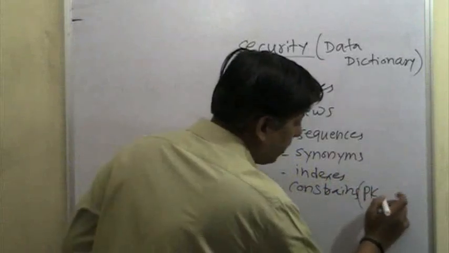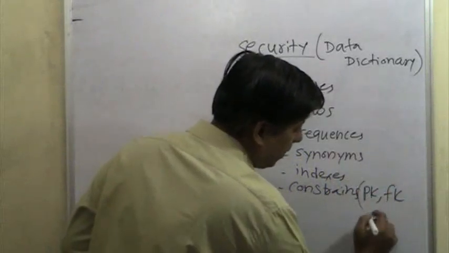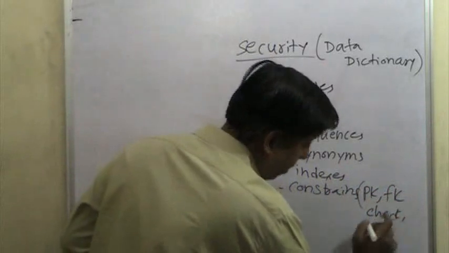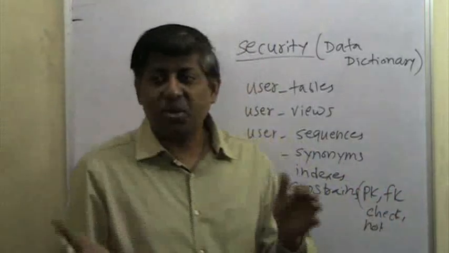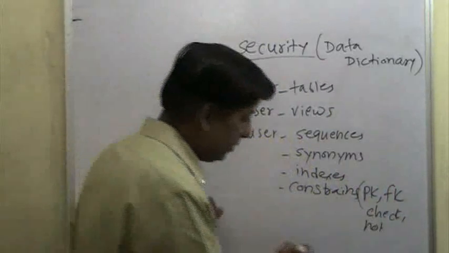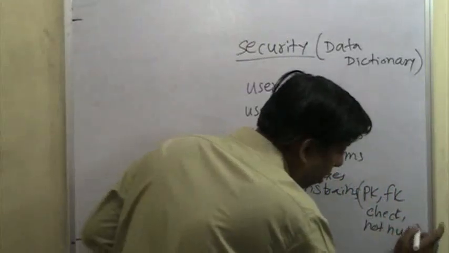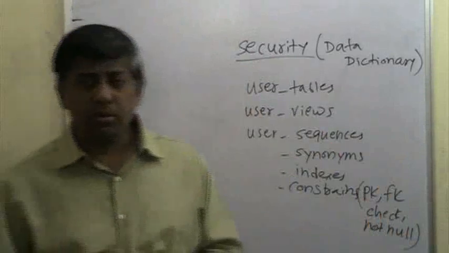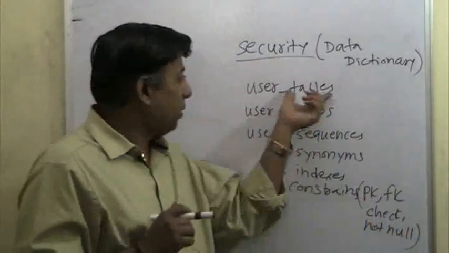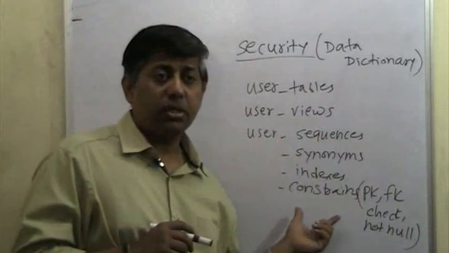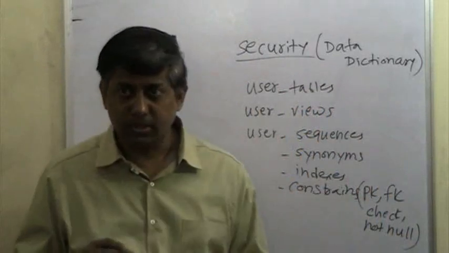A primary key, a foreign key, a check constraint, a not null constraint. There is no null constraint. Null is not a constraint. Unique. Not null is a constraint. Unique, yeah. All those different types, unique also, are constraints. So which table has which constraints, that information is stored inside user_constraints.